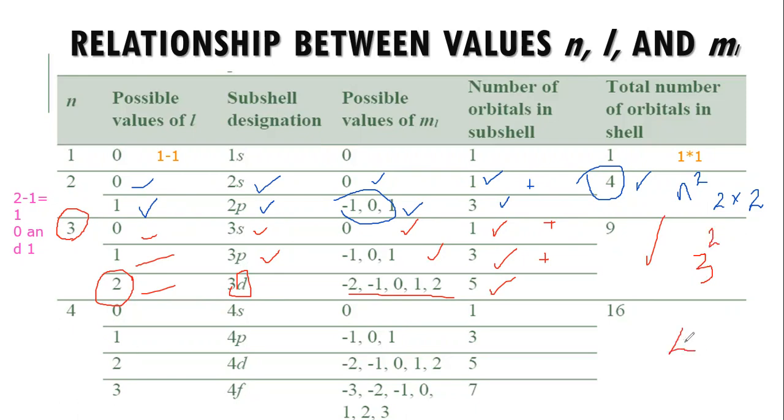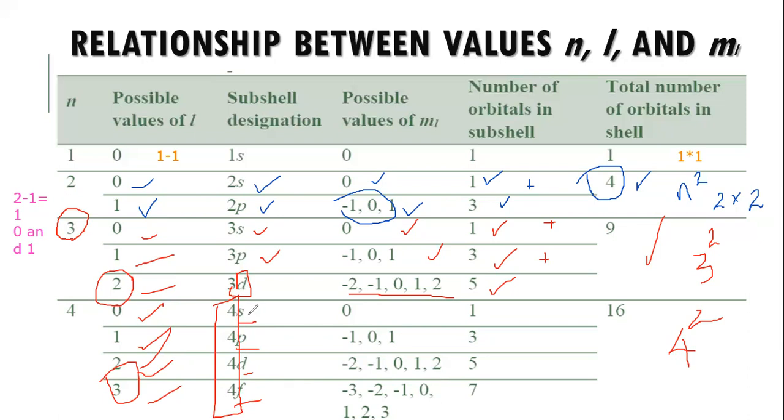And this is also for 4. How did the total number of orbitals come? 4 squared. And n minus 1 is 3, so you will have 0, 1, 2, 3. If it is 3, that is f. If it is 2, that is d. If it is 1, that is p. If it is 0, that is s. And this belongs to the principal quantum number.